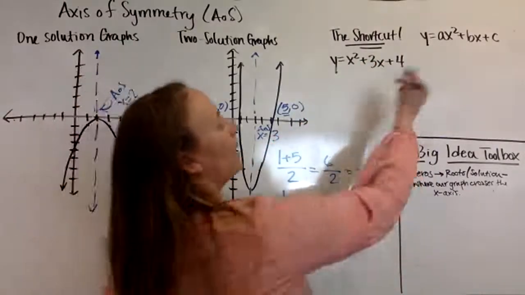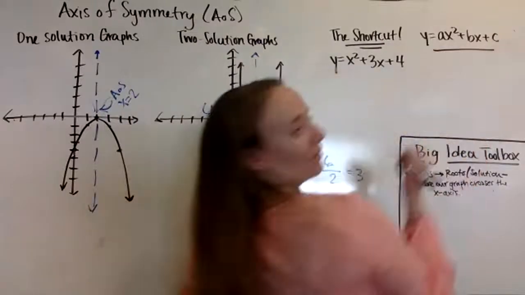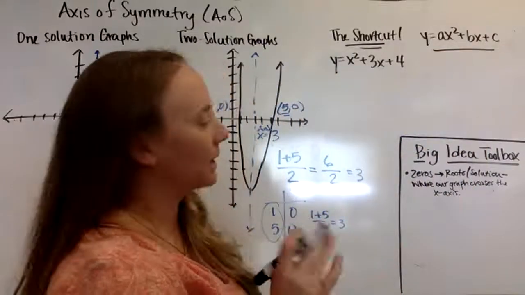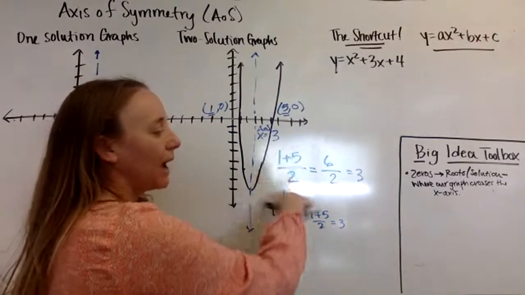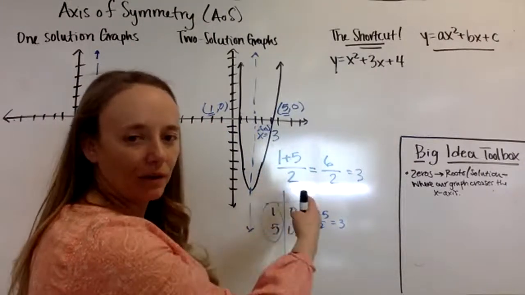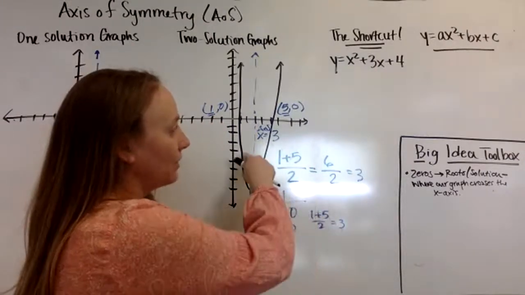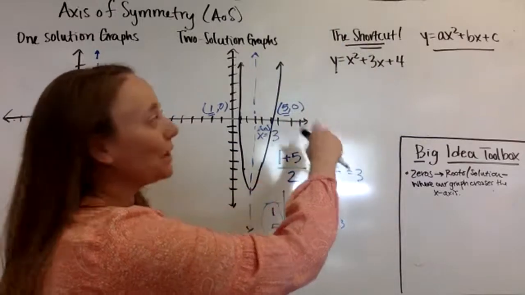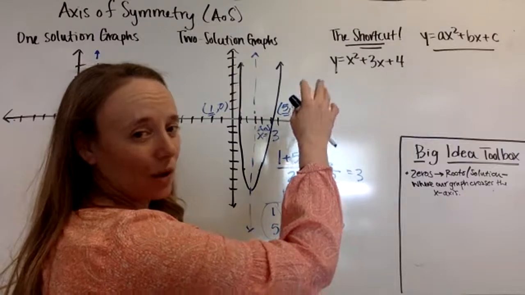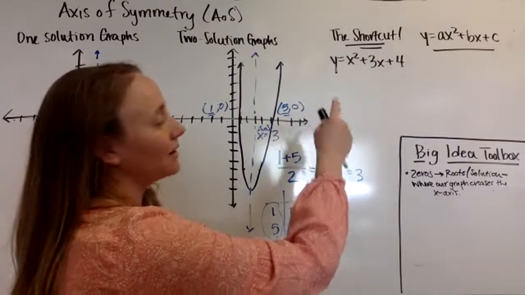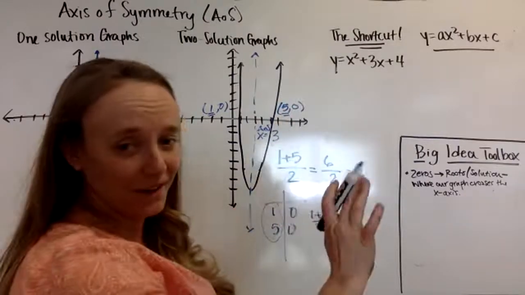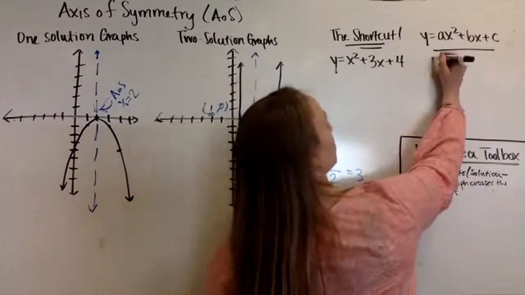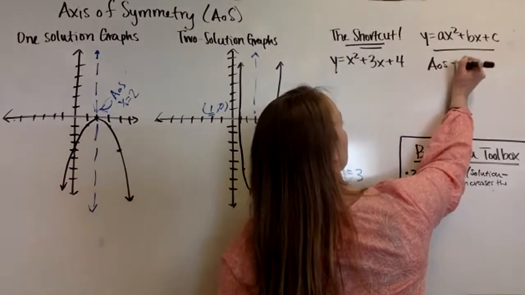So we have this as our standard form of equation, y equals ax squared plus bx plus c. We know that if we had our roots, we could find the average of those, and the average would give us our axis of symmetry. Our shortcut is kind of neat. We can take some of the aspects of this equation and generalize it. So here it is. Our axis of symmetry shortcut is this.